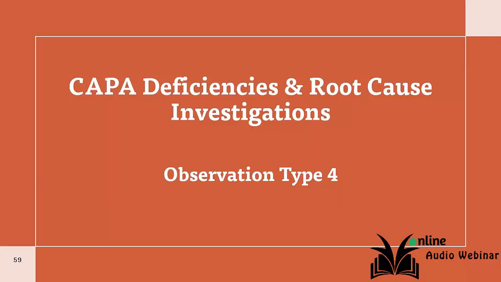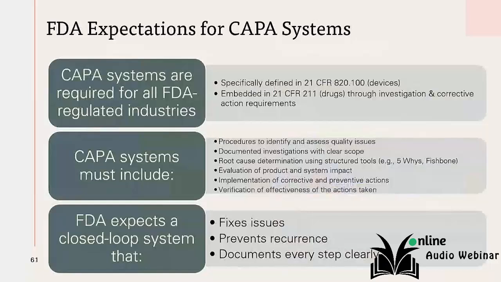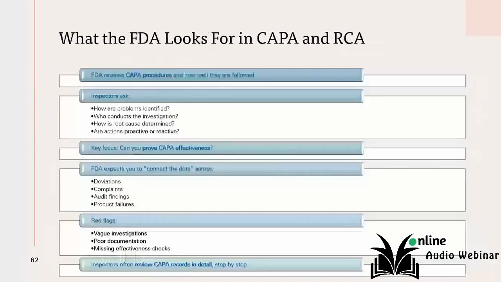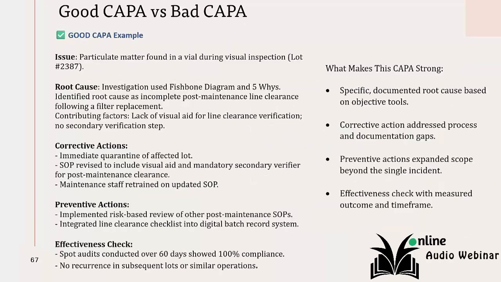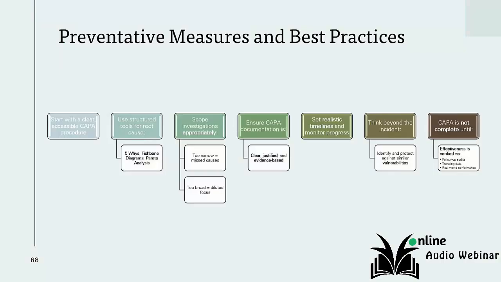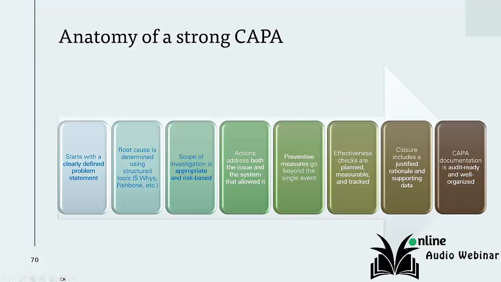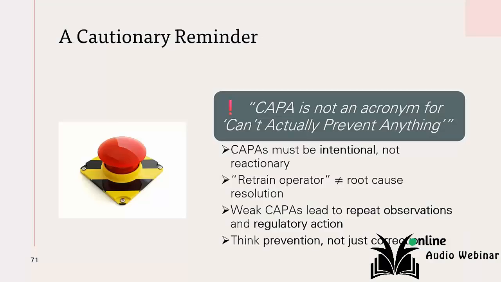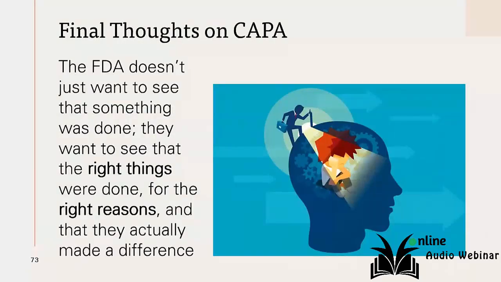Observation type 4, CAPA deficiencies and root cause investigations. And typically this is lack of CAPA investigations. You know, what FDA expects when they're looking at our CAPA system. So what the FDA looks for in corrective and preventive actions and root cause analysis. Good CAPA versus bad CAPA. A good CAPA of this exact same situation, some preventive measures and best practices. So embedding preventive thinking across our QMS. Anatomy of a strong CAPA. A cautionary reminder. So CAPA timelines and follow-up expectations. So some final thoughts on CAPA.